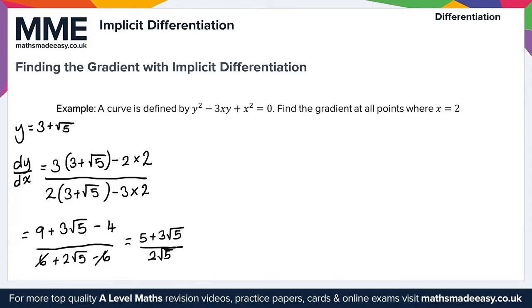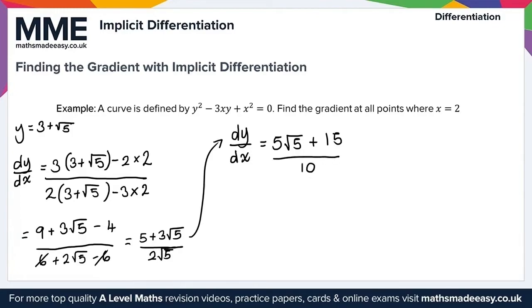And here now what we want to do is just rationalise this. We want to get rid of this surd in the denominator. So if we start doing that, we're going to times top and bottom here by root 5. And if we do that here, what we get for dy by dx is 5 root 5 plus 15, all over 10. And then we can simplify this one step further here. So what I get here is 3 plus root 5 over 2. Okay, so dy by dx is equal to 3 plus root 5 over 2.